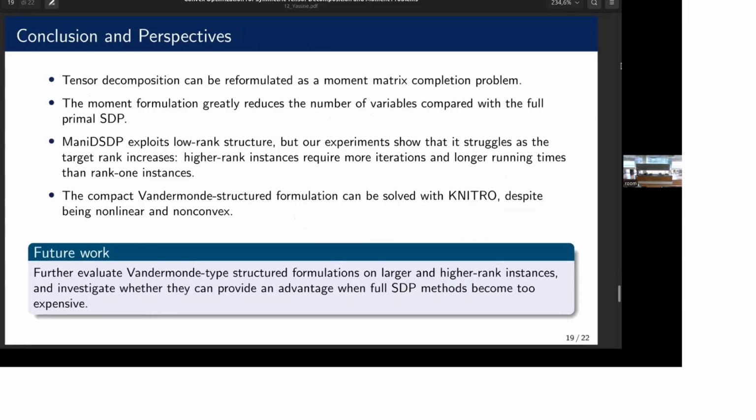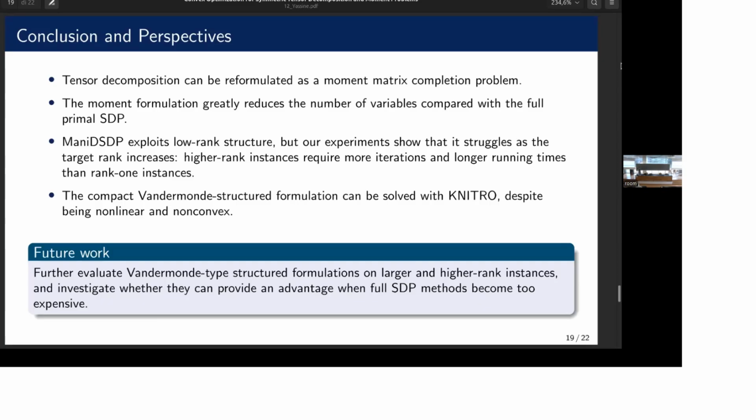To conclude, the tensor decomposition problem can be reformulated as a moment matrix completion problem, which is a convex problem. You can see that using the dual formulation of the problem is much cheaper than using the primal formulation. And despite the fact that ManyDSDP exploits the low rank structure of the problem, our experience shows that increasing the rank makes the problem much harder for the solver, and this solver is much more comfortable with small rank problems.